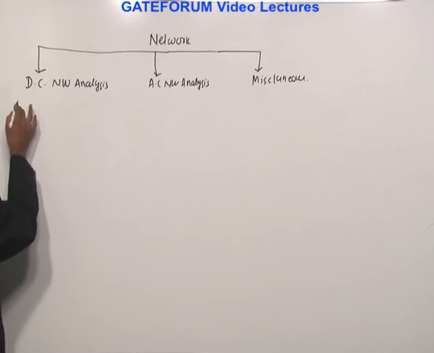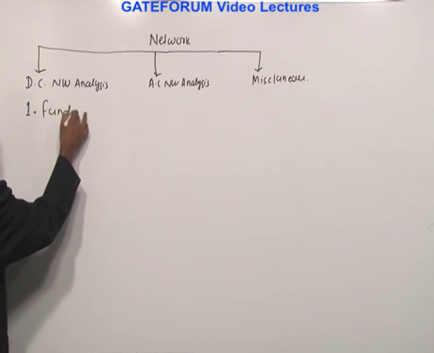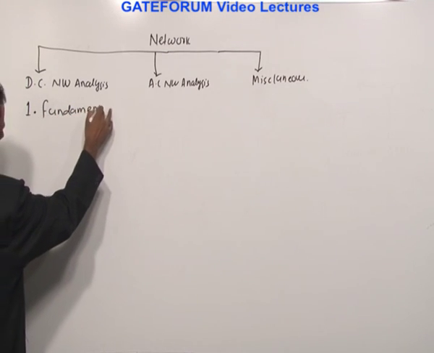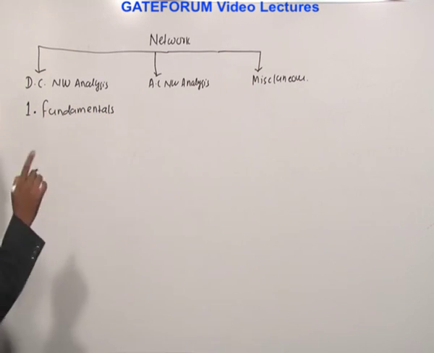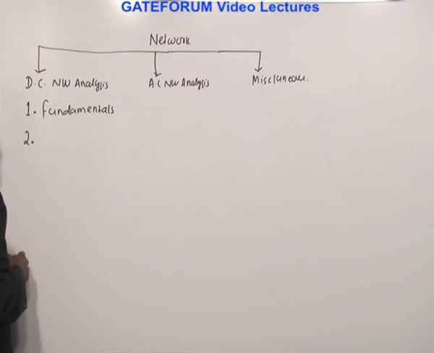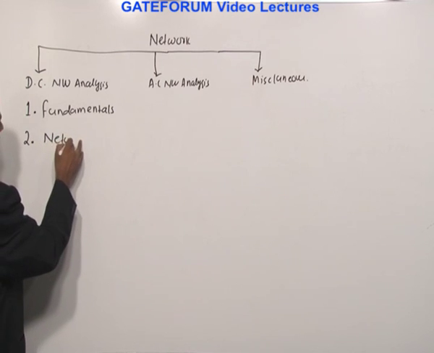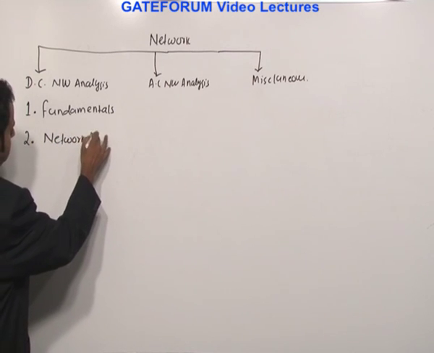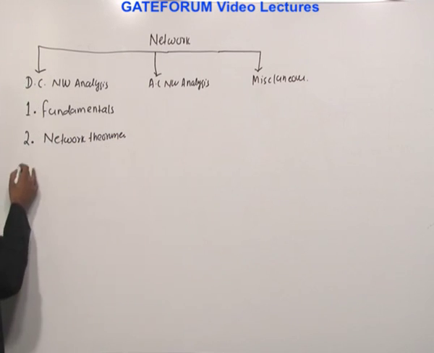So chapter number 1, what we will be learning is known as the fundamentals, which is the longest topic in the entire syllabus. Chapter number 2 is network theorems. And chapter number 3.